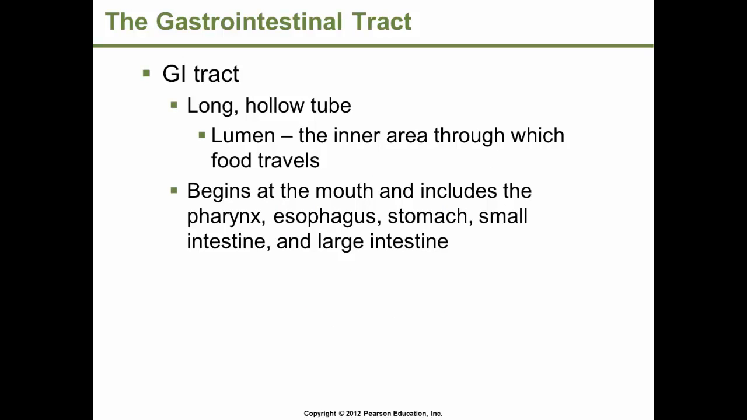The GI tract is just a long hollow tube. The lumen is the inner area through which the food travels. It begins at the mouth and includes the pharynx, esophagus, stomach, small intestine, and large intestine.